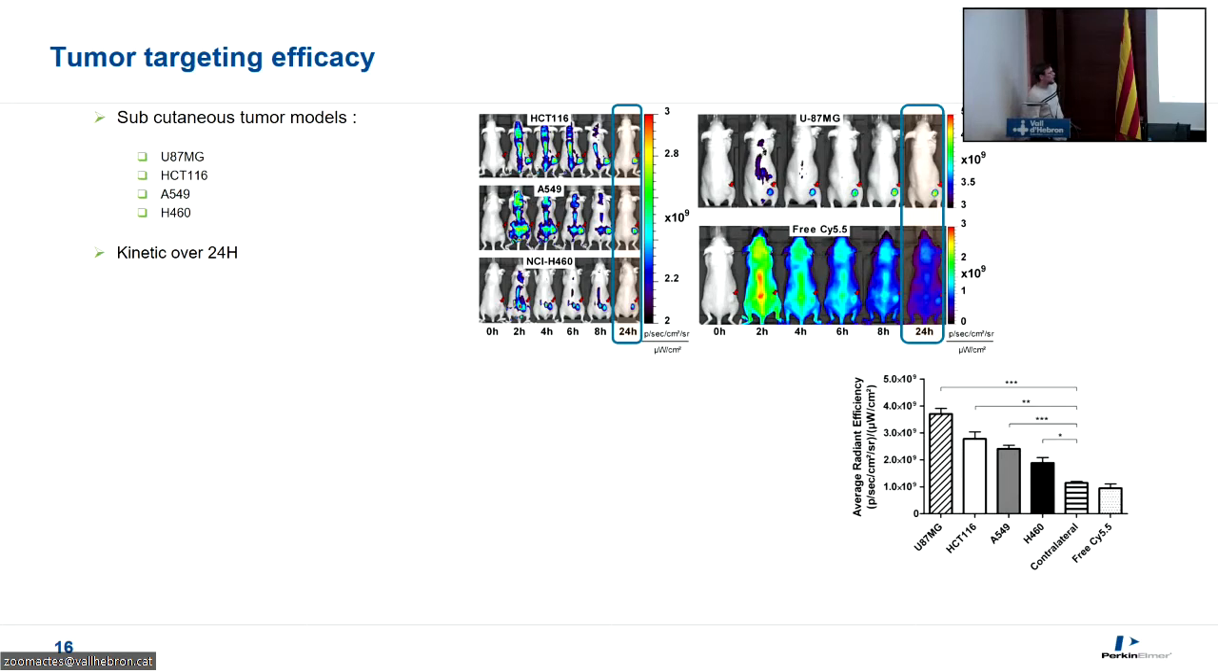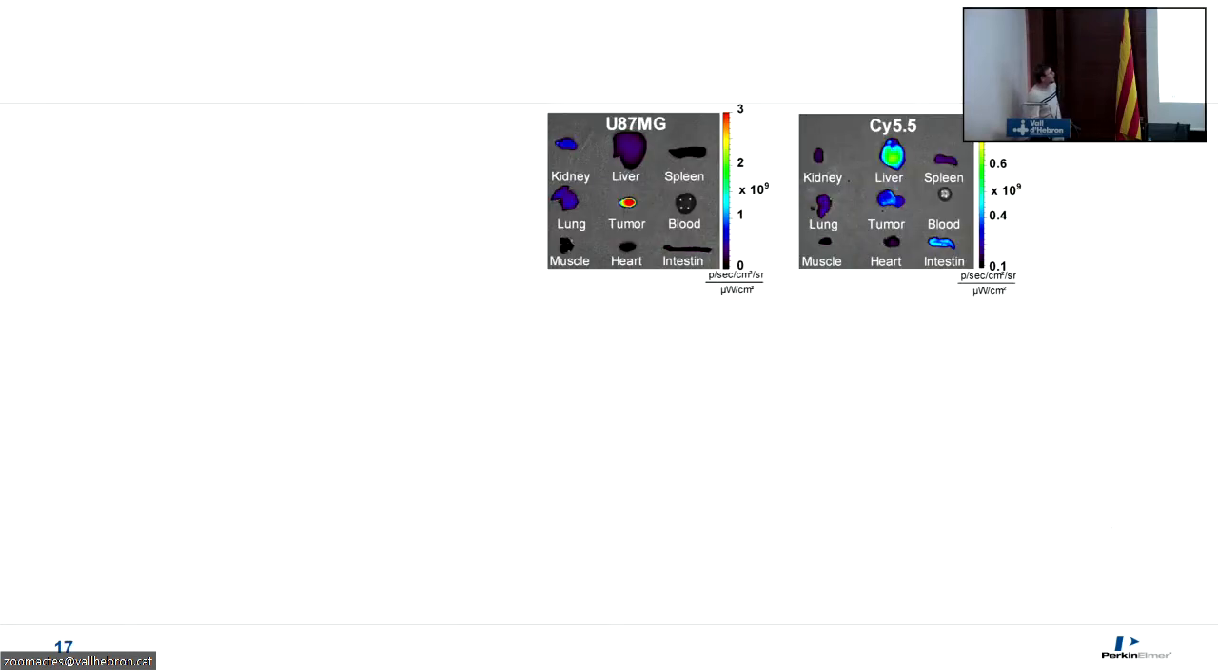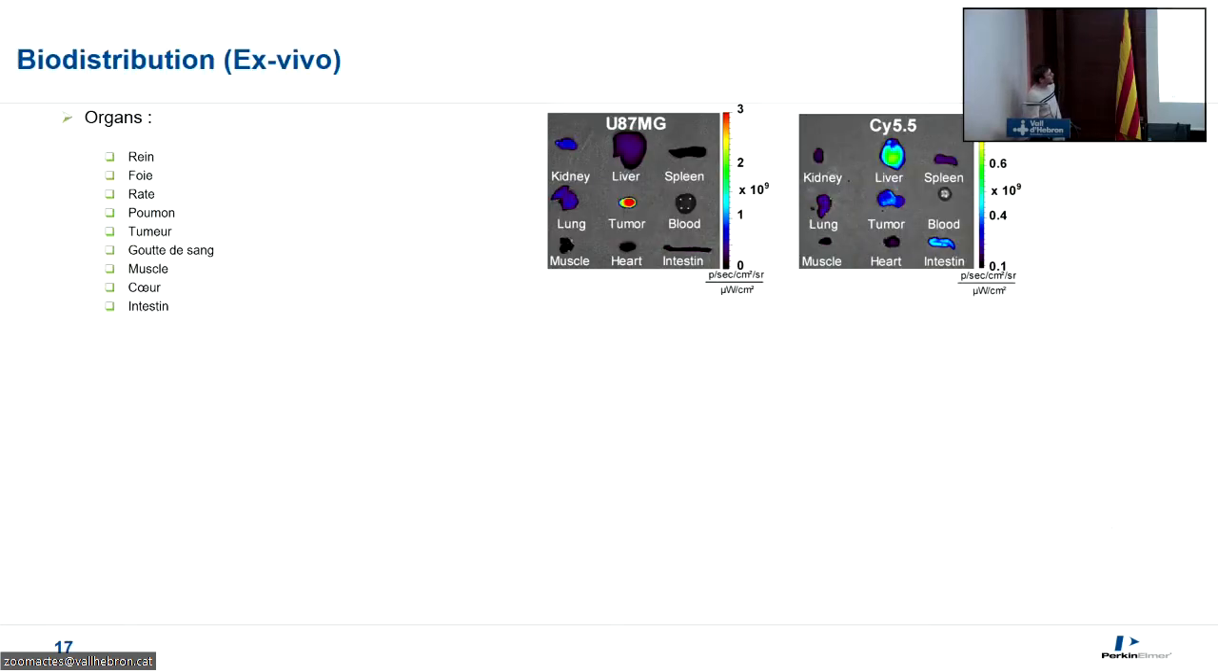You can see that from any kind of tumors, we have very good signal. And in the contralateral area, so just on the opposite flank of the mouse, there is a lot less, and same in the mouse with just the dye injected alone. Then you can collect all the different organs, and you can do biodistribution studies, organ per organ.